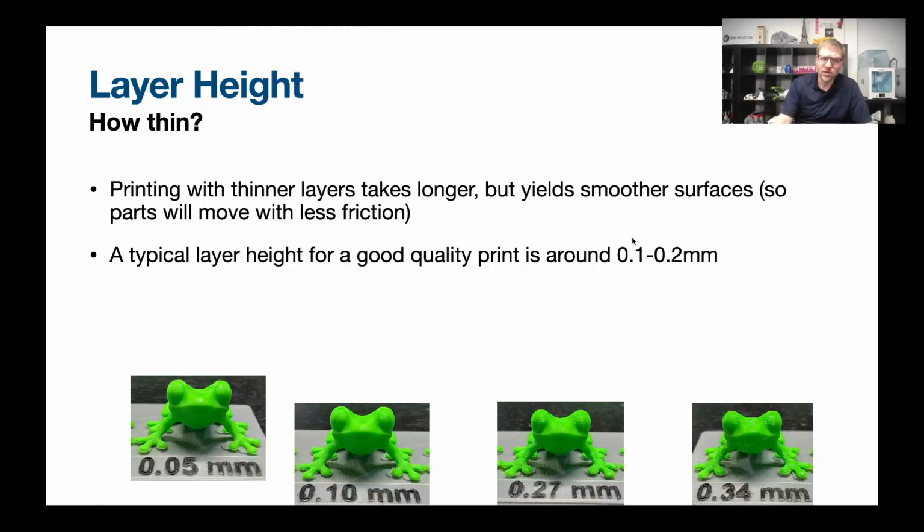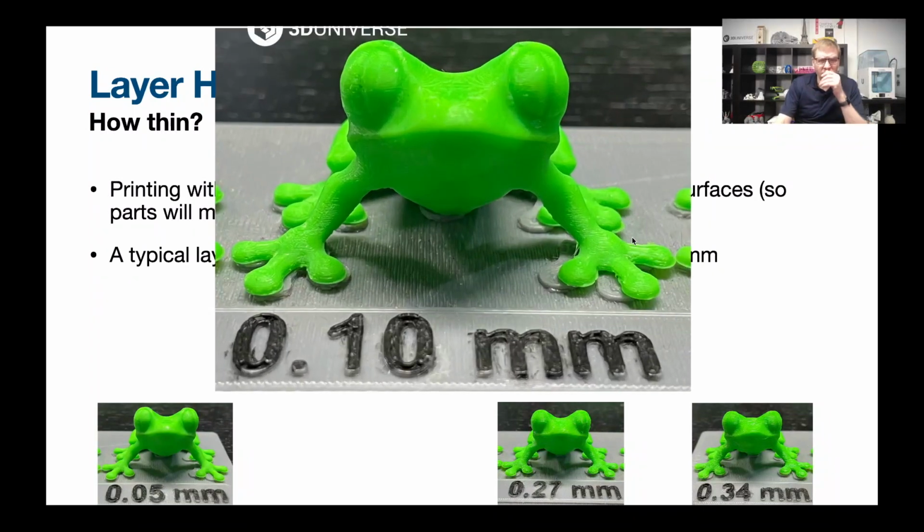Now, if I move up to 0.1 millimeter, this is getting into the range that's a lot more common. Usually you don't go down to that 50 micron layer height, but I do pretty frequently print at this layer height, and still you can hardly see any layering. That's a really good look. We're zoomed way in here, and you can hardly see any layering.